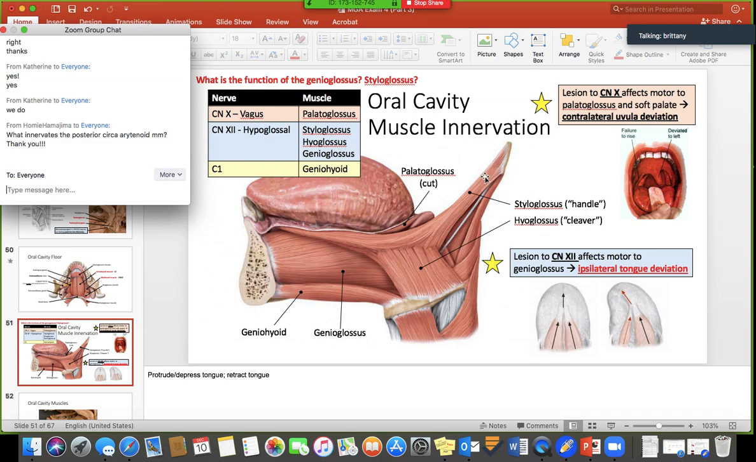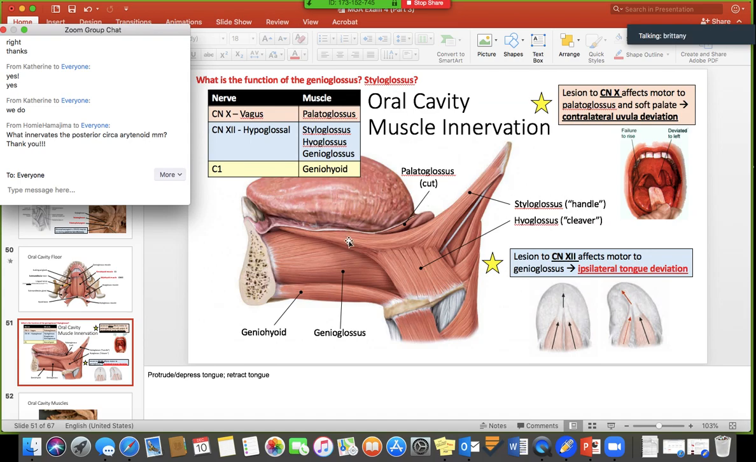All right, so a couple really important clinical correlates. So one question that we got last year was right here. It was like, patient has a lesion to cranial nerve 12 on the right side. Which way is the tongue going to deviate? So it's going to deviate towards the right side or the ipsilateral side. So be sure that you're comfortable with the meaning of ipsilateral versus contralateral, because that's how they will present the answer choices.